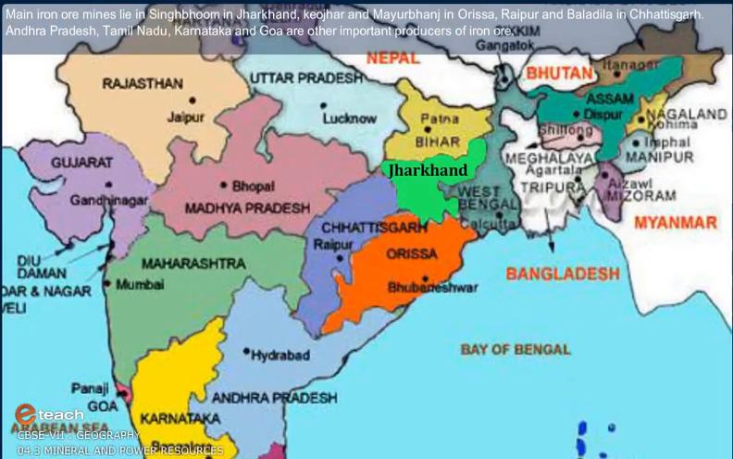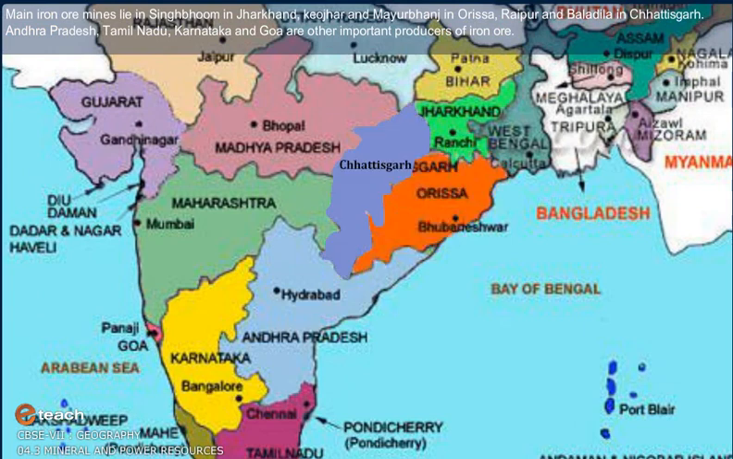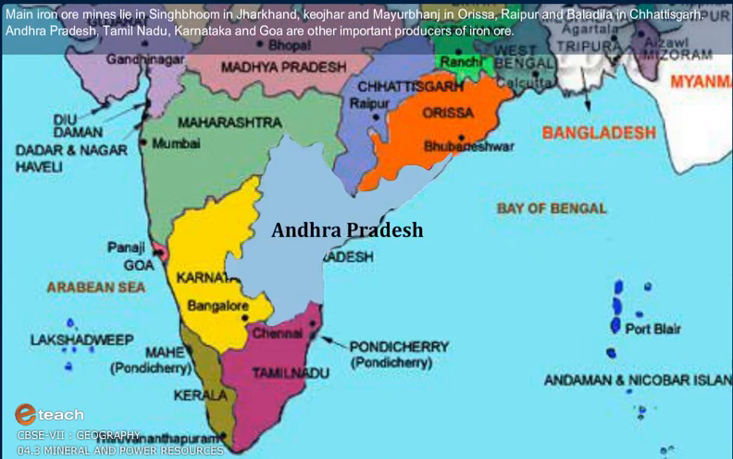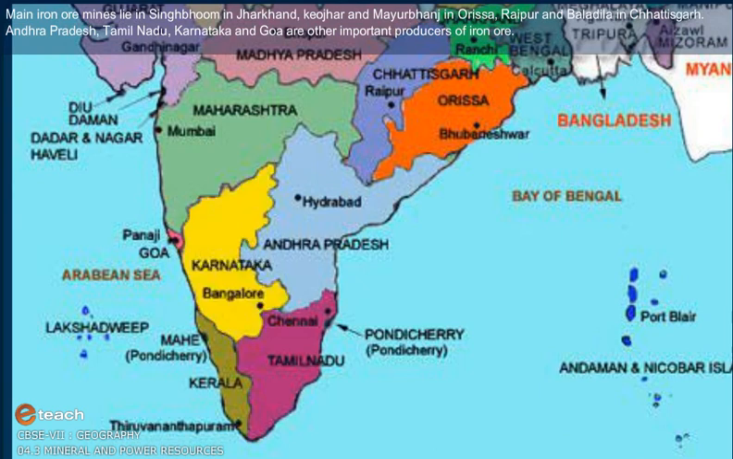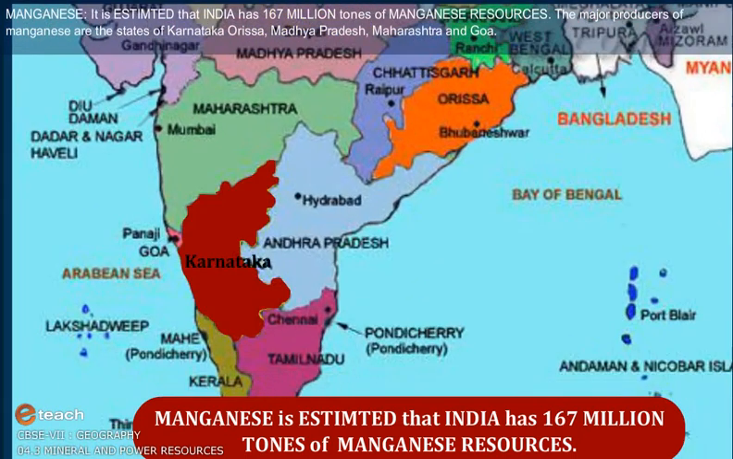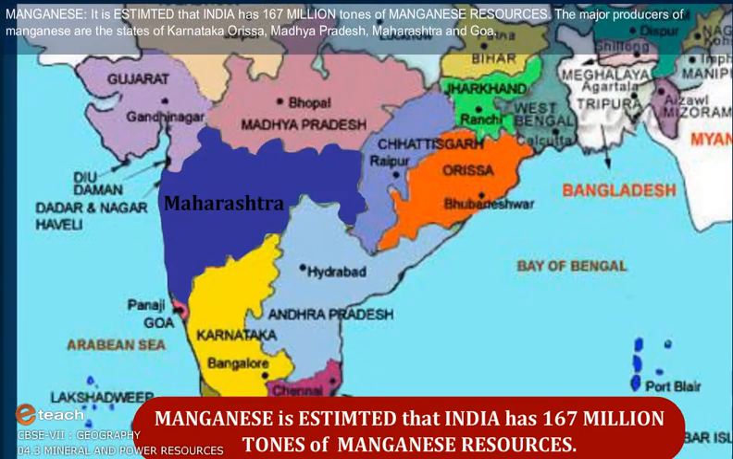Main iron ore mines lie in Singhbhum in Jharkhand, Keonjhar and Mayurbhanj in Orissa, Raipur and Bailadila in Chhattisgarh. Andhra Pradesh, Tamil Nadu, Karnataka and Goa are other important producers of iron ore. Manganese. It is estimated that India has 167 million tons of manganese resources. The major producers of manganese are the states of Karnataka, Orissa, Madhya Pradesh, Maharashtra and Goa.